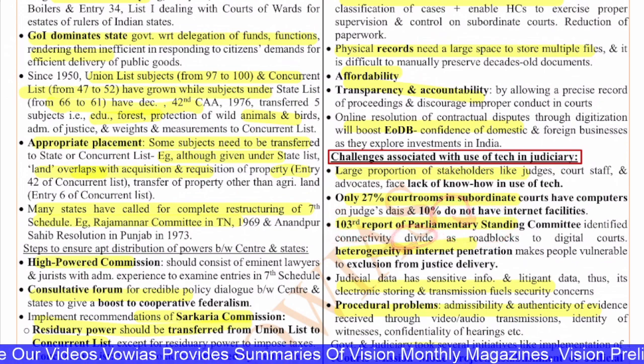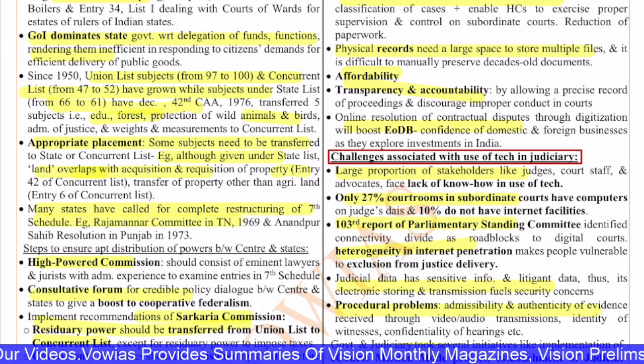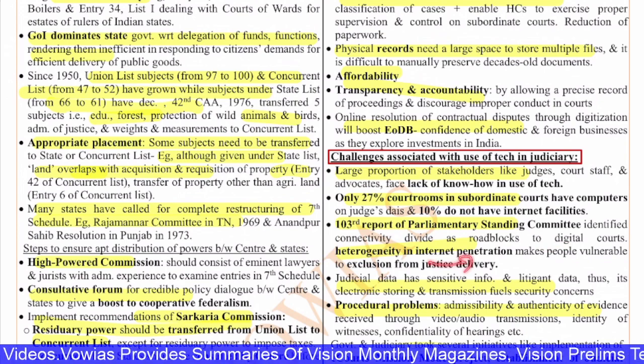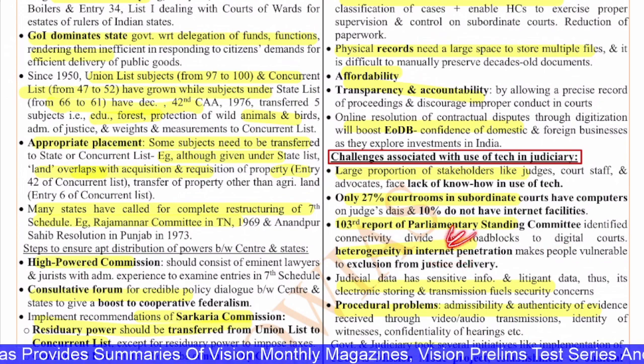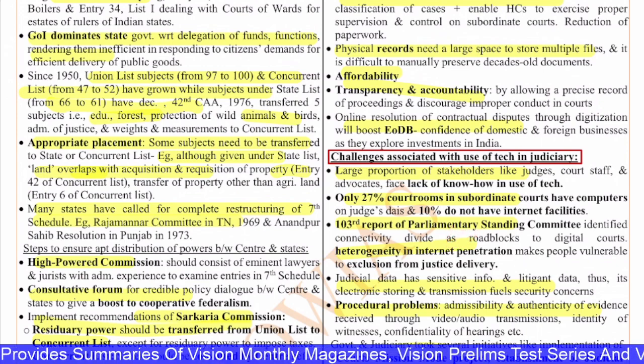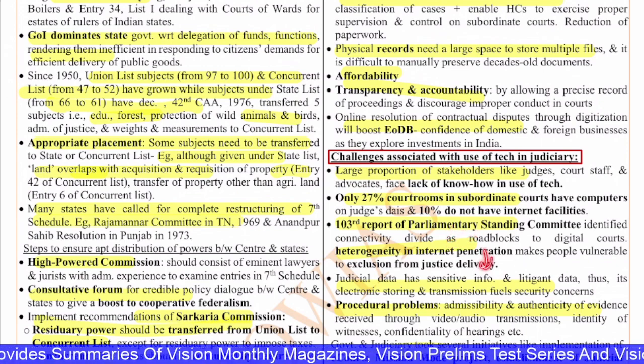Judicial data has sensitive information and litigant data. So the judicial data has sensitive information and litigant data.